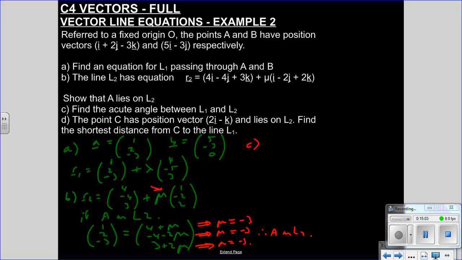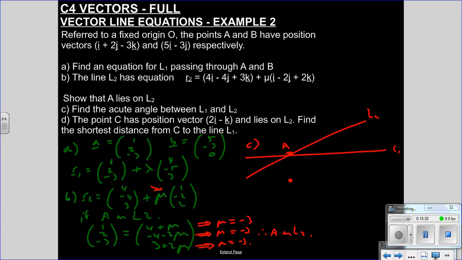And this is my main beef with students when it comes to vectors, not understanding what's going on. And that's the difference between your first year and second year. So if you've got the line L1, and you've got the line L2, you know that they cross at A, don't you? They're on both lines. You've just proved that.